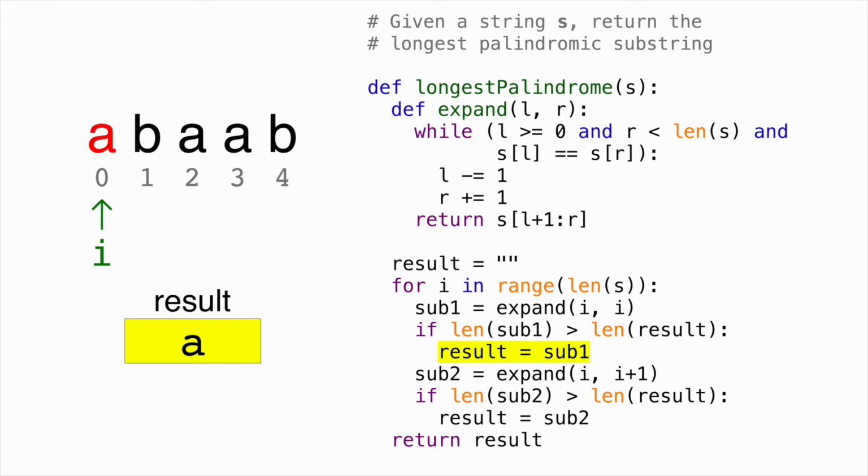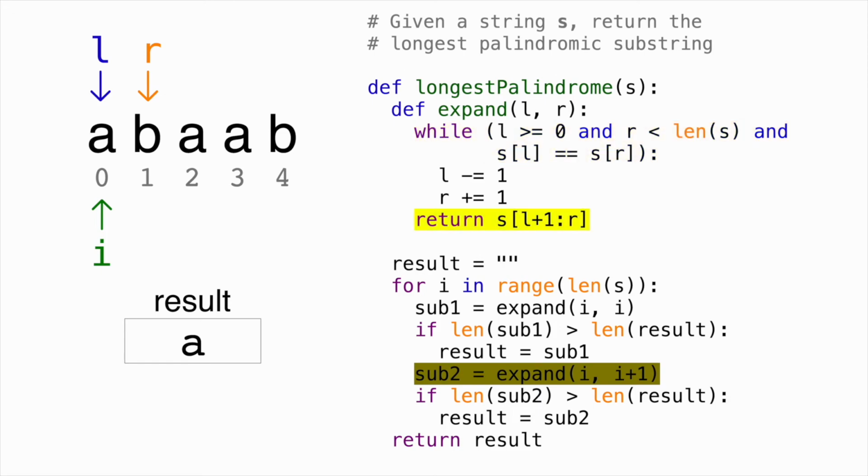We're not done yet with this loop though, because we now need to check for the case that the substring length is even, and the center lies between the first two characters. So we'll call expand again, but this time pass in I and I plus 1, so the center is between 0 and 1. Then we'll do the same thing. Both indices are in bounds, but the characters are not the same. A is not equal to B.